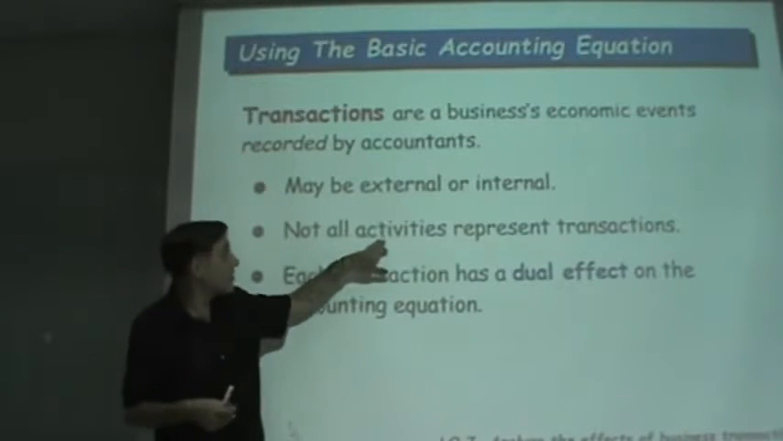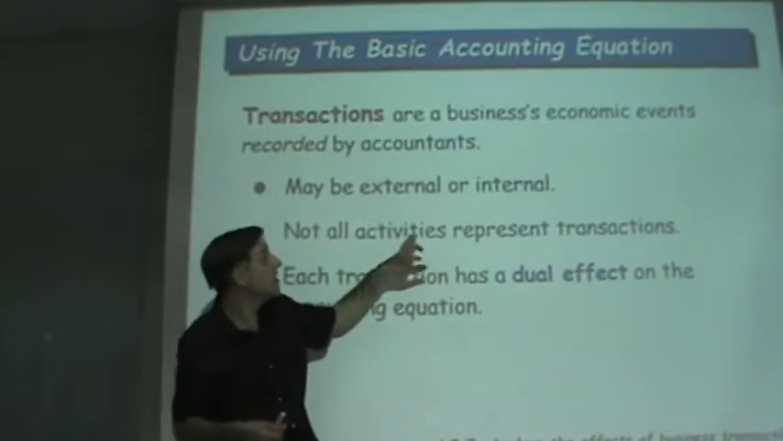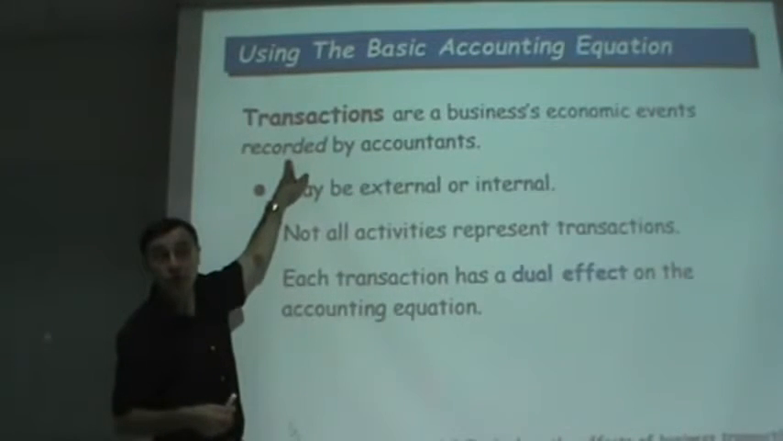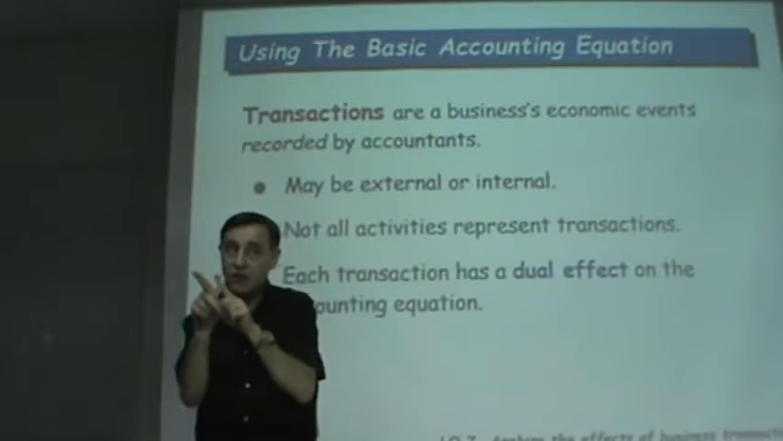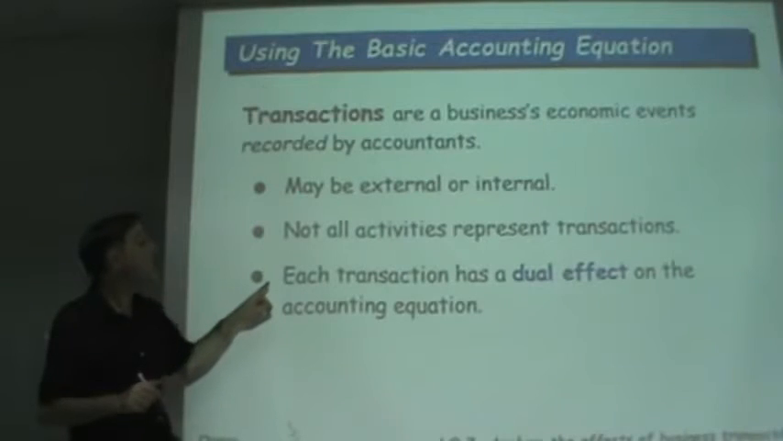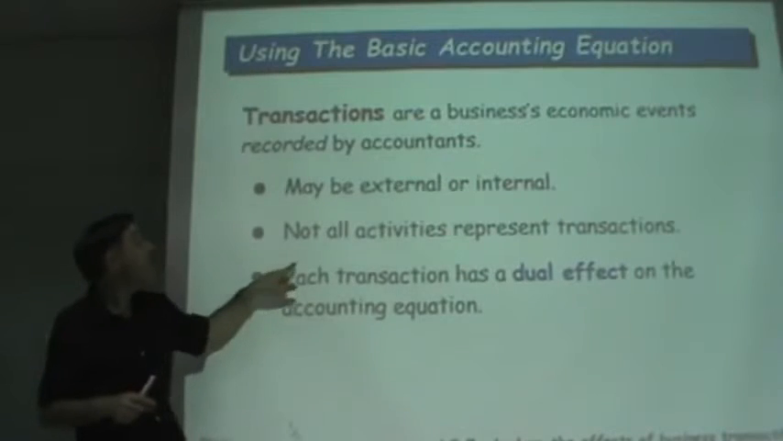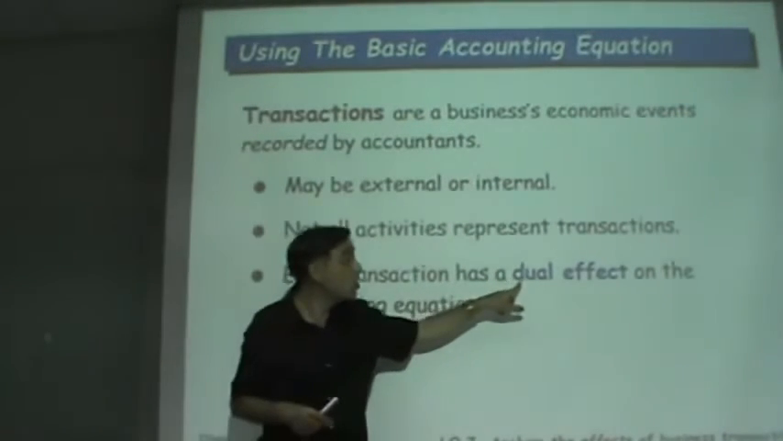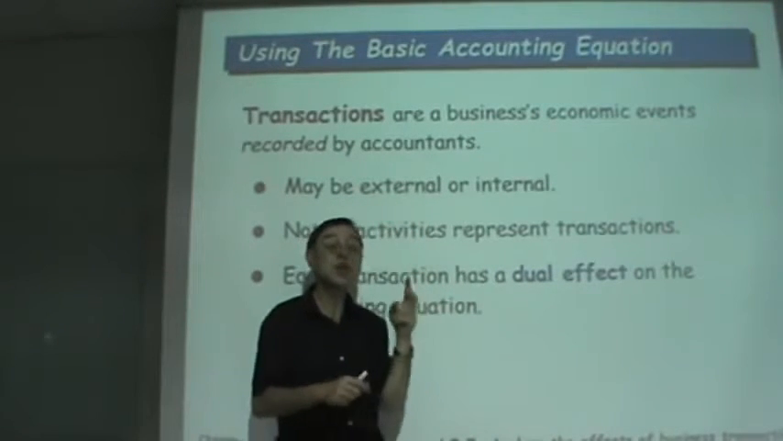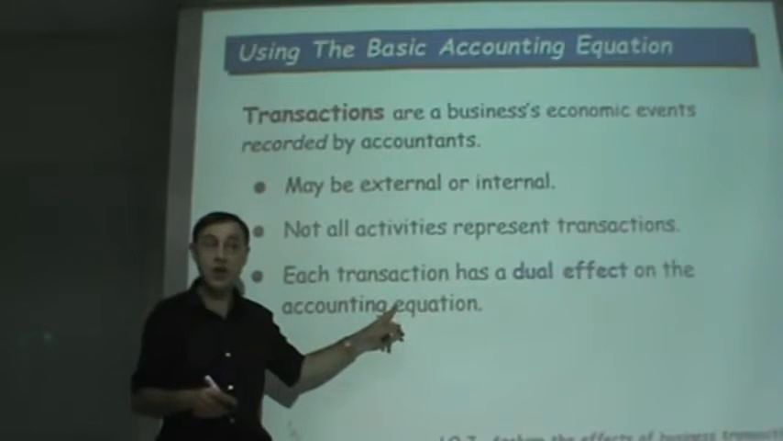So, activity doesn't mean transaction. Activity is something happens. Transaction is something happens and you must record it, okay? So, you need to differentiate between activity and transaction. And I'll be explaining a lot more and actually will be giving an example. Every transaction has a dual effect. Dual means two, so it has a double effect, or two effects, on the accounting equation.